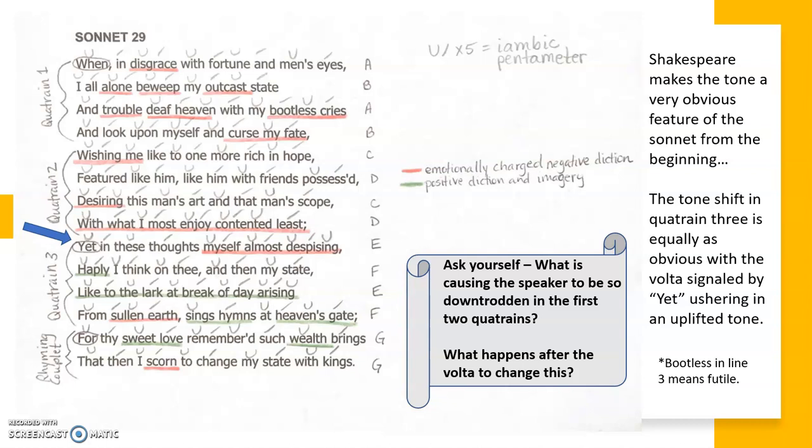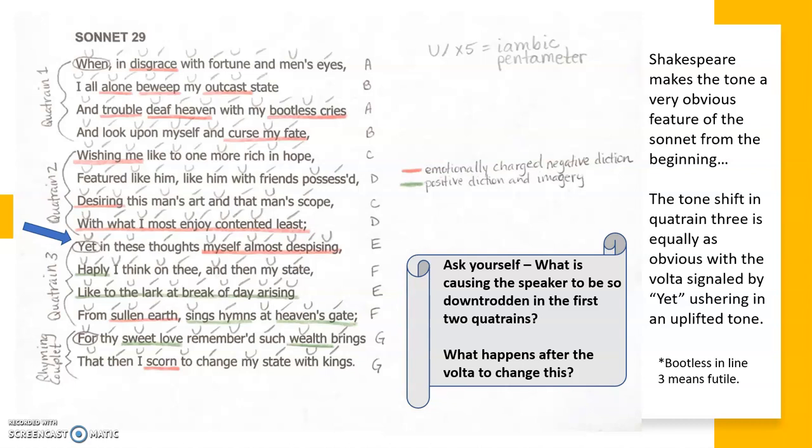So what is causing the speaker to be so upset? Again, he's alone, he's outcast. His cries are not going up to heaven because he's cursed. But quatrain 2 is particularly interesting. It's as if the poet is pointing to different people and saying, I wish I could be more like him and more like him. And some of the reasons are really, really interesting. Wishing me like to one more rich in hope. This could involve money and optimism. Featured like him. I want to maybe look more like him, with friends possessed, be somebody who's maybe a little bit more gregarious and not so alone.